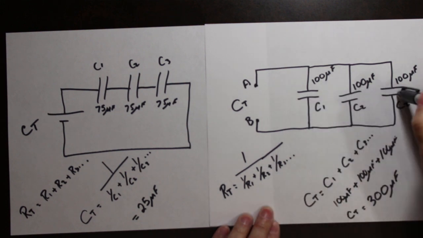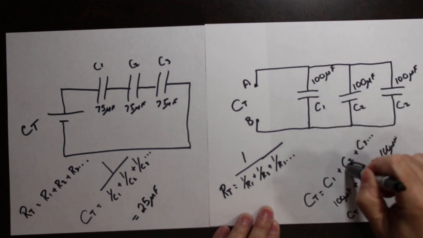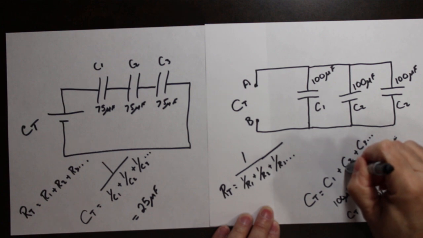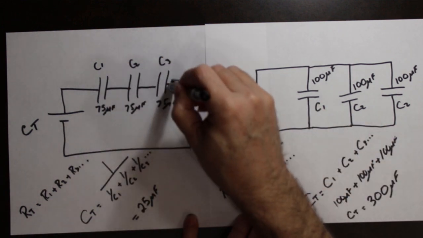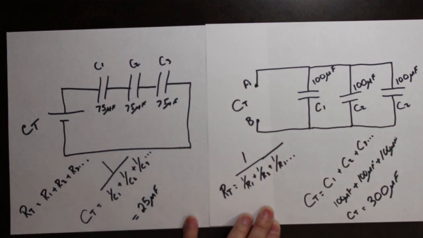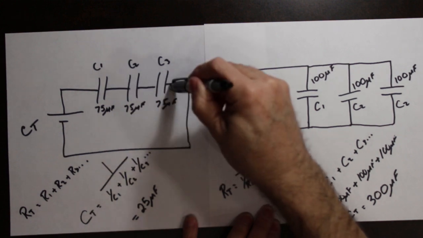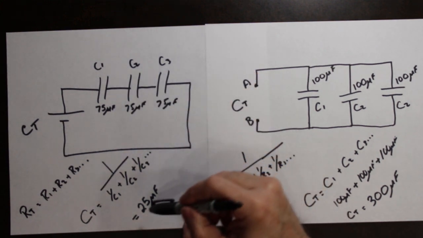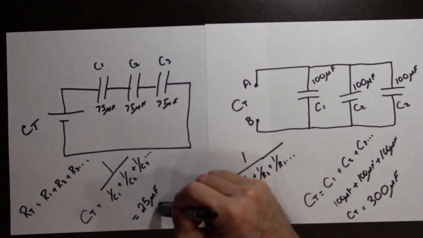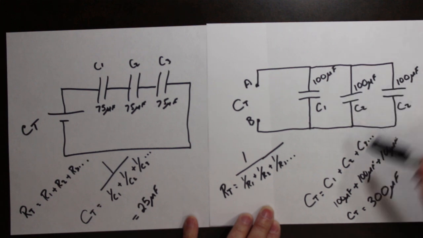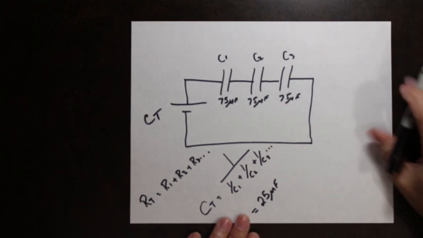For parallel capacitors, we add them up like we do resistors. For series capacitors, we use the 1 over formula to calculate the value. So again, with series capacitors, we use the 1 over formula. Parallel capacitors, we add them up like we do resistors. Now, we know that there are a couple of shortcut versions.